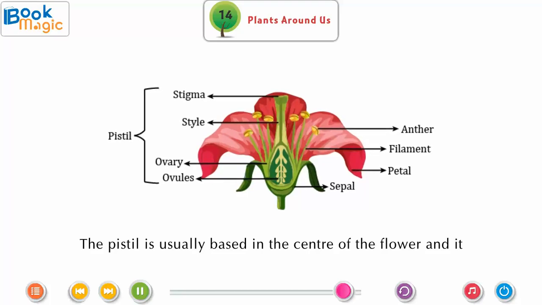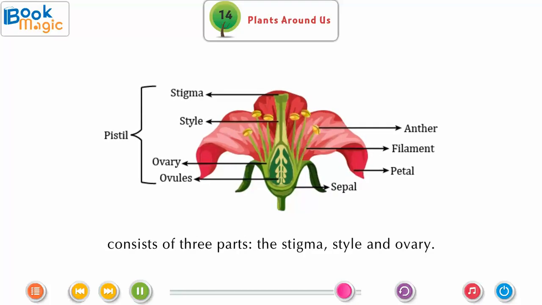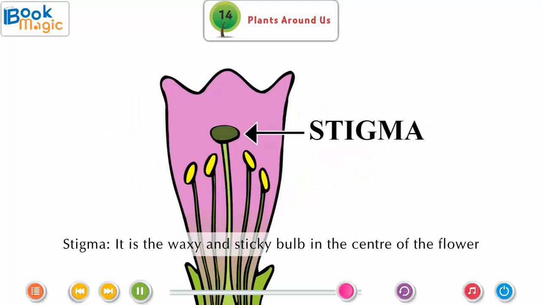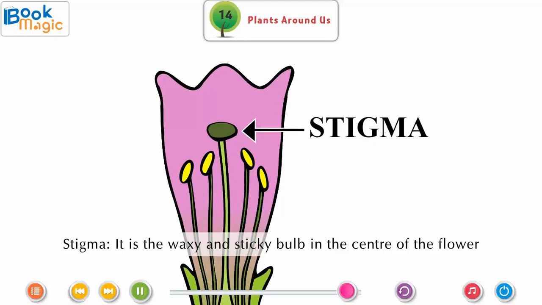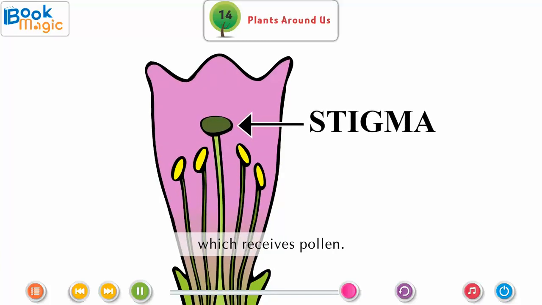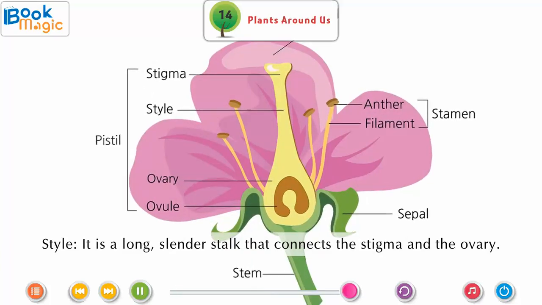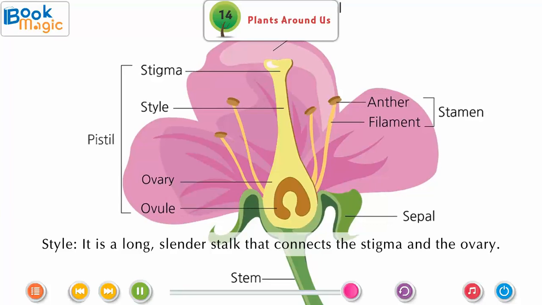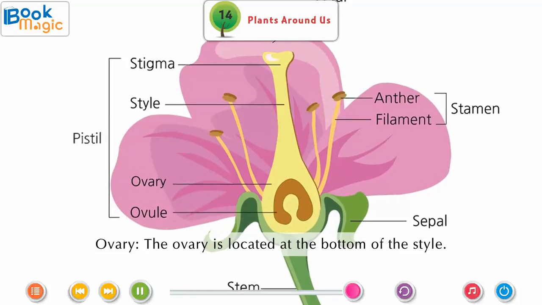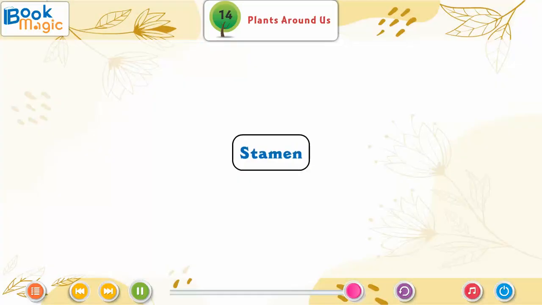The pistil is usually based in the center of the flower and it consists of three parts: the stigma, style, and ovary. Stigma. It is the waxy and sticky bulb in the center of the flower which receives pollen. Style. It is a long, slender stalk that connects the stigma and the ovary. Ovary. The ovary is located at the bottom of the style.